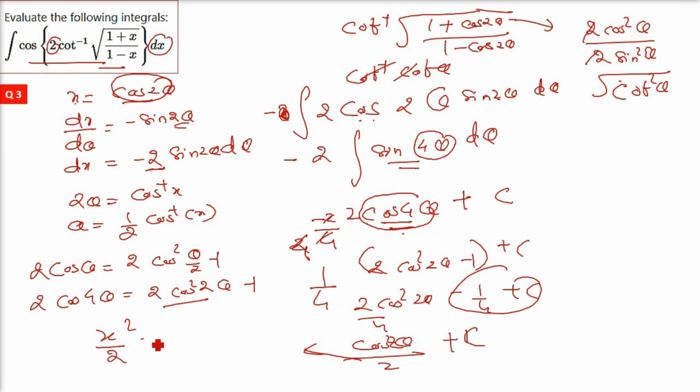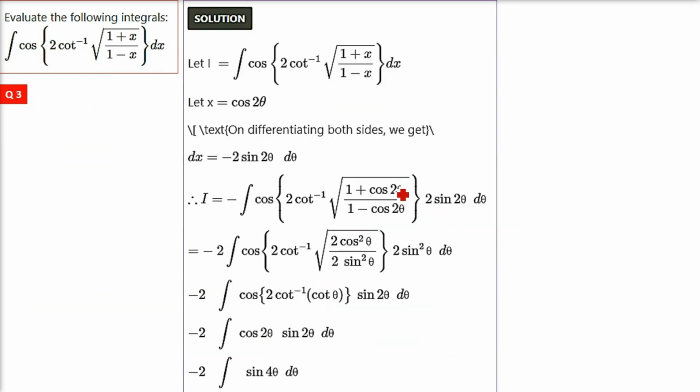So it's cos square 2 theta by 2, that is x square by 2. And c minus 1 by 4 will again be a constant. You can write it as some c prime or capital C. So the final answer is nothing but x square by 2 plus constant of integration.